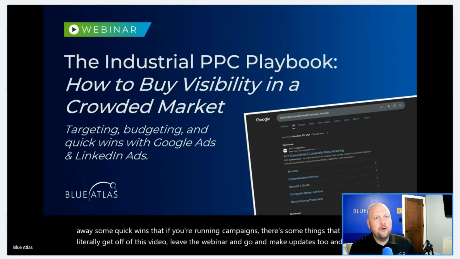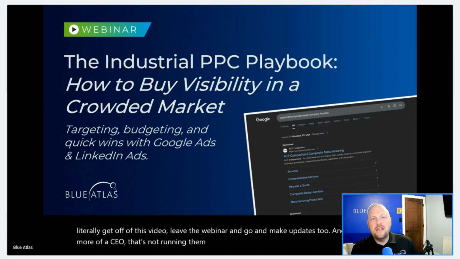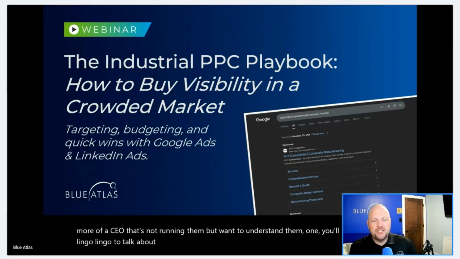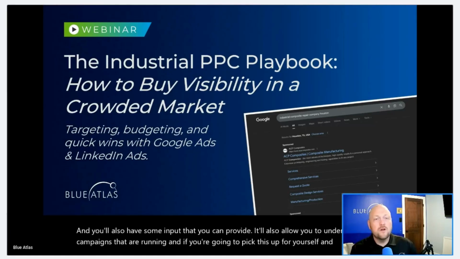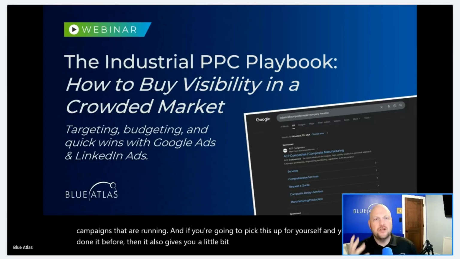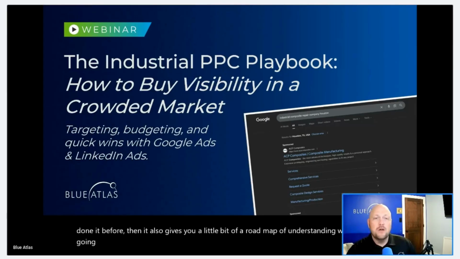And if you're more of a CEO that's not running them but want to understand them, one, you'll know the lingo to talk about. You'll know exactly what to listen for when you're talking to either your internal team or a vendor. And you'll also have some input that you can provide. It'll also allow you to understand the campaigns that are running. And if you're going to pick this up for yourself and you haven't done it before, then it also gives you a little bit of a roadmap of understanding what that is going to be.